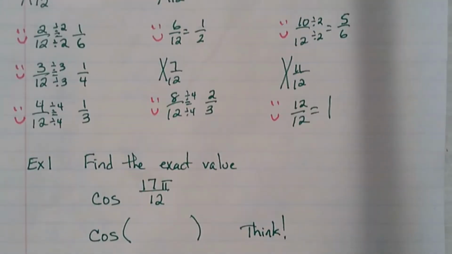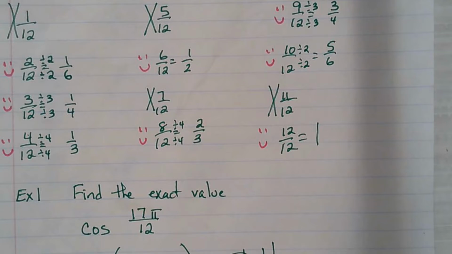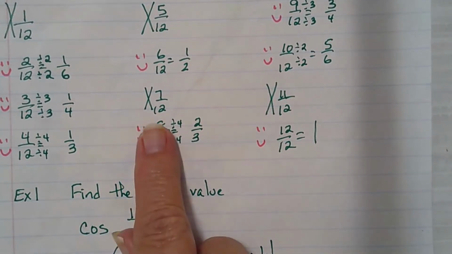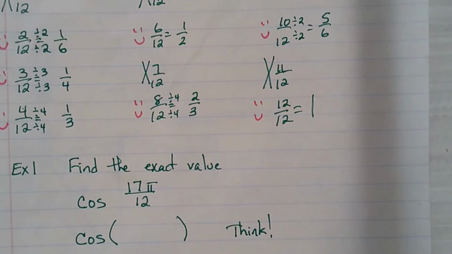So you look at your list up here. The first thing I think of is 10 plus 7 is 17. But do I want to use a 7 over 12? No, it's not on the unit circle. So that's not going to be a good combination. So let's try again. What can add up to 17 that is on the unit circle?